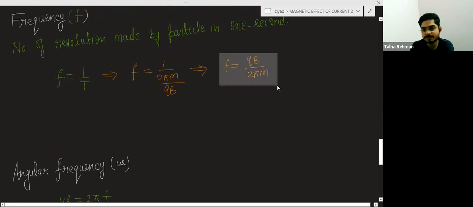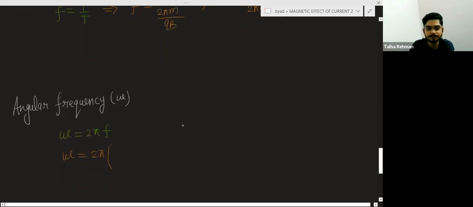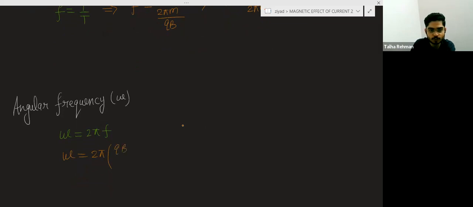This is frequency, qB divided by 2 pi m. So right here qB divided by 2 pi into m. Now this 2 pi and 2 pi will be cancelled out. So finally you will have the angular frequency, that is omega, given by q into B divided by m. So this is the formula of omega, that is angular frequency.